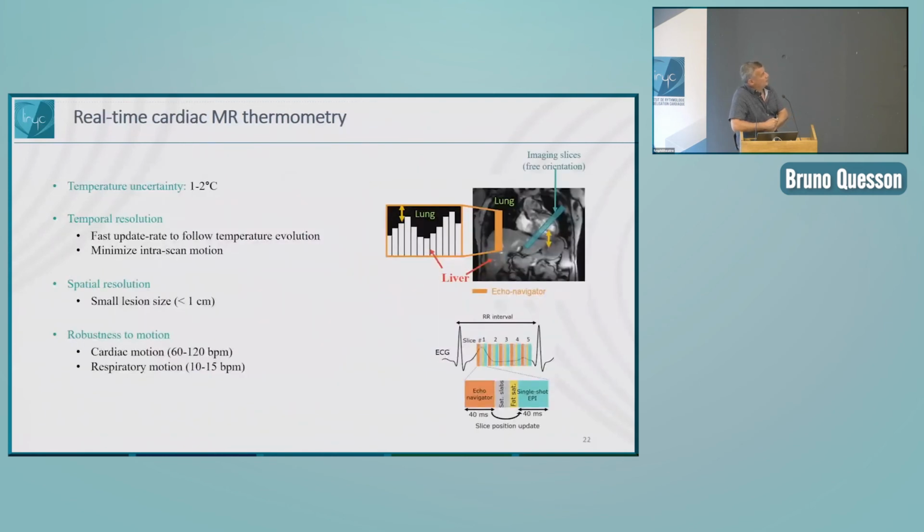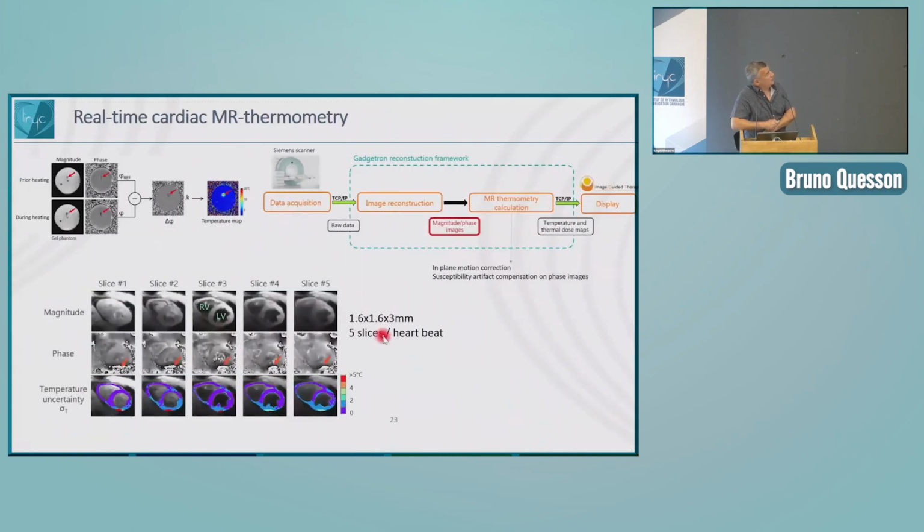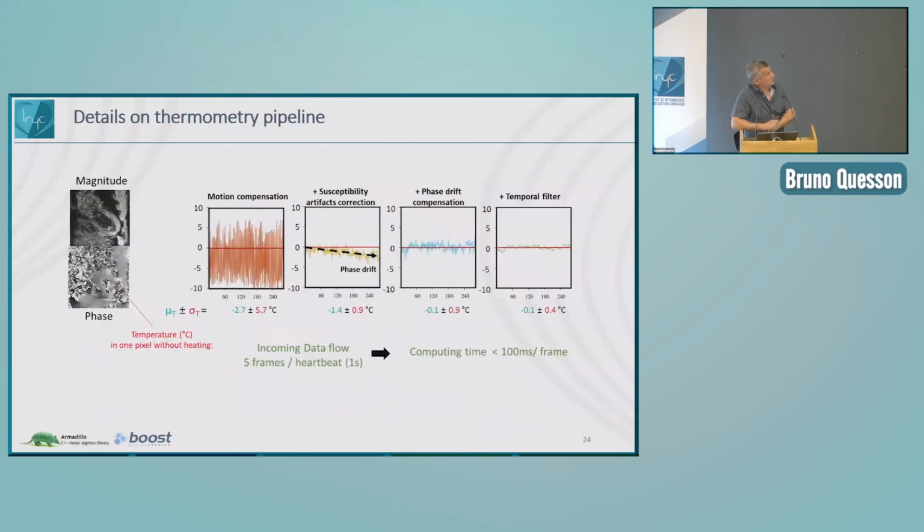I'm going to go briefly through cardiac thermometry. Here, the difficulty is that you need very high spatial and temporal resolution. So what we use is an EPI sequence, which is triggered on the ECG and combined with the navigator, as was presented before by Ruud. And Valérie mainly developed a thermometry pipeline. And you can stream the acquired data in real time, reconstruct the images, and then do a lot of processing to retrieve the correct temperature maps.